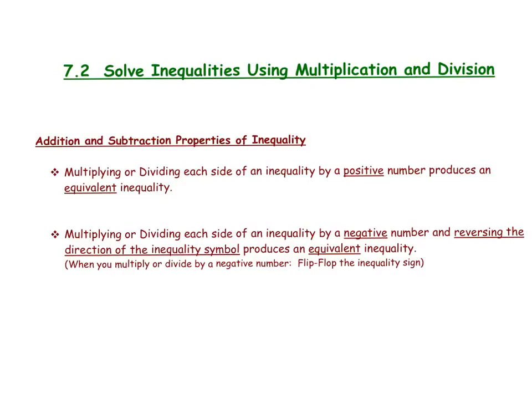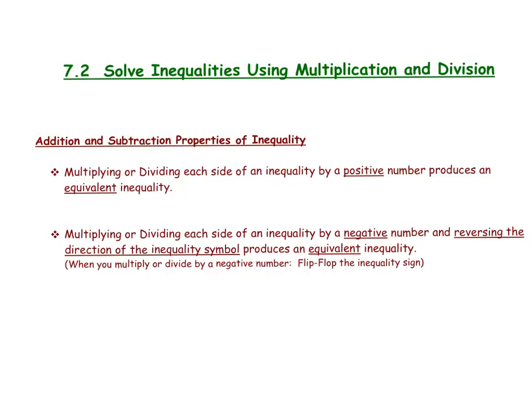When you multiply or divide each side of an inequality by a positive number, you produce an equivalent inequality. However, and this is the big difference in this particular lesson, so make sure you have this part written down: when you multiply or divide each side of an inequality by a negative number, you have to reverse the direction of the inequality symbol in order to produce an equivalent inequality.